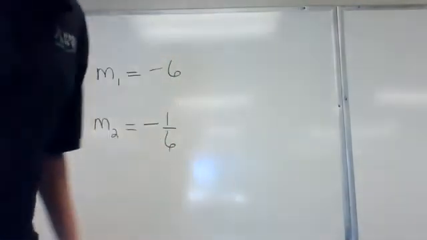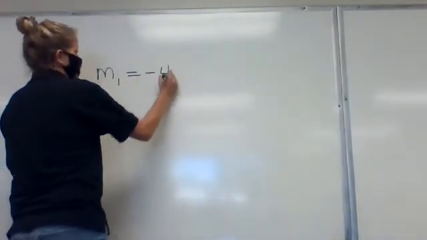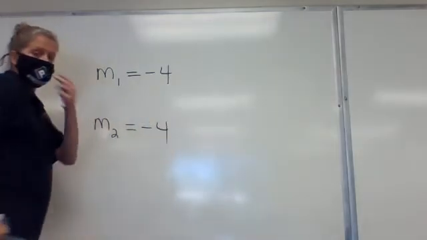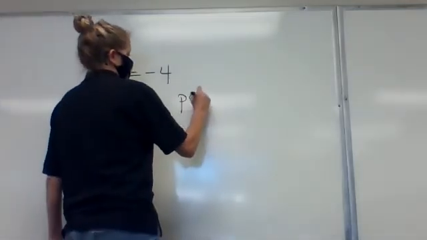Her number one came up as this. Slope of line 1 was -4. Slope of line 2 was -4. They have the same exact number. That would mean they are parallel.